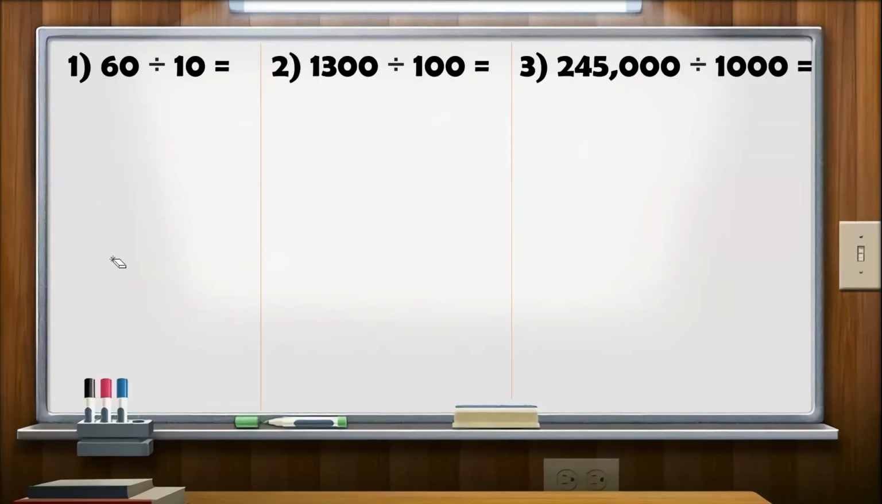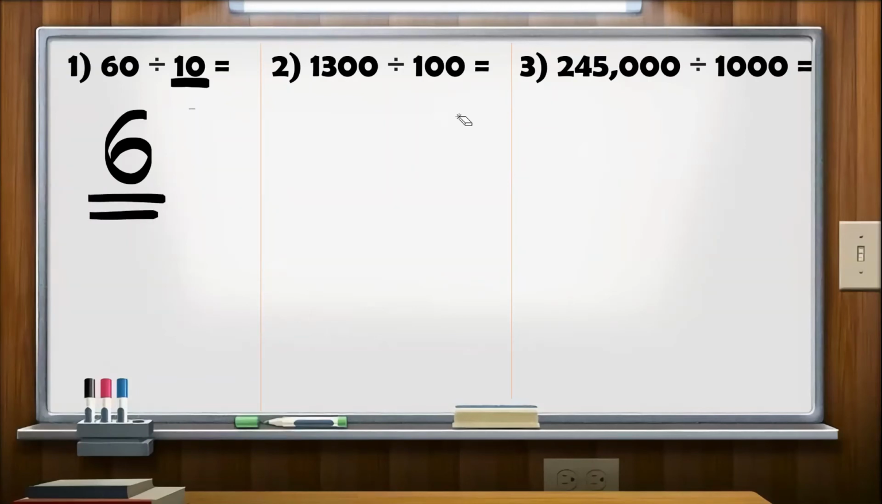So here I'm going to work through 3 examples by applying the same method I have shown you. So example 1, 60 divided by 10. What can we see? We can see in this question that the number 60 will become 10 times smaller. So our answer will have 1 0 removed from the end of the number 60. So 60 divided by 10 is equal to 6.